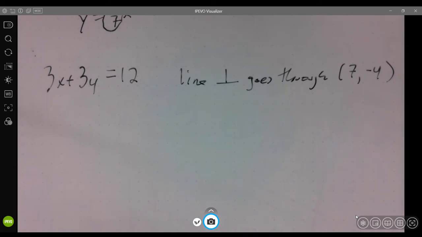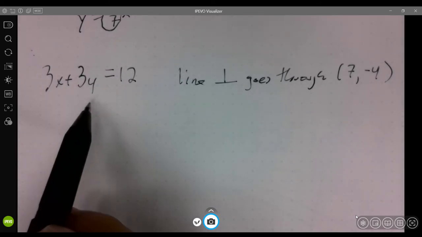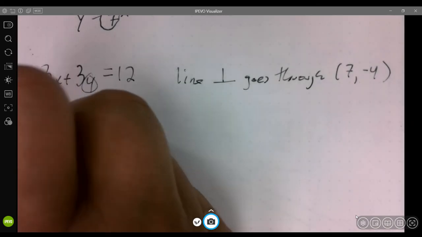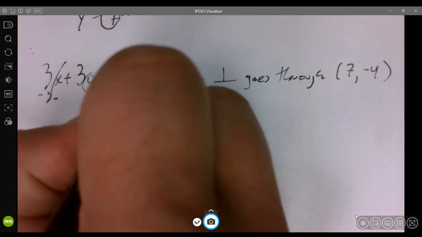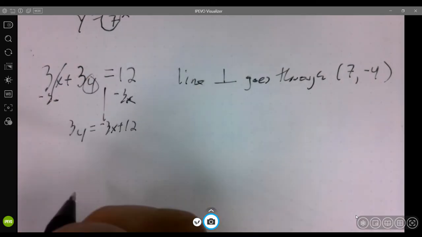Well, let's think about what we need to do. First, we need just the slope of this line. How do we do that? We put it into slope-intercept form. So I'm going to solve for y. Subtract 3x. So I have 3y equals -3x plus 12.